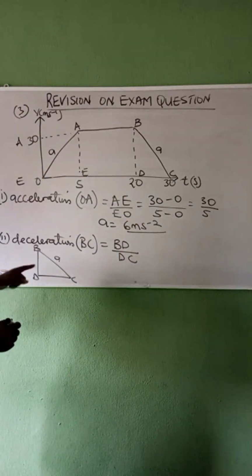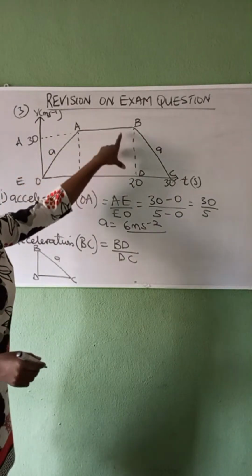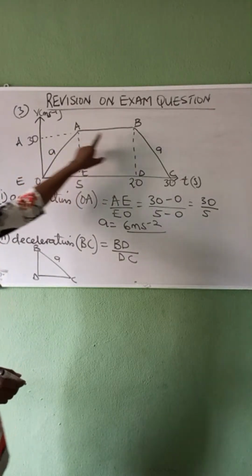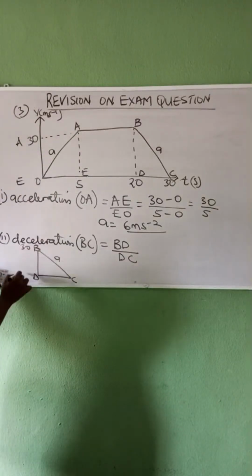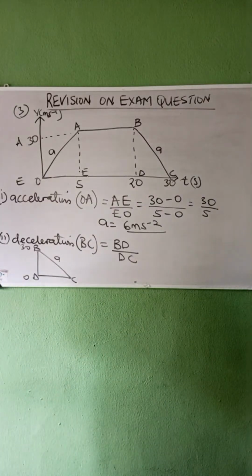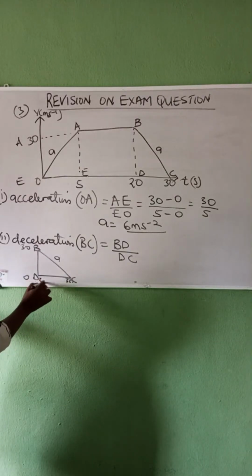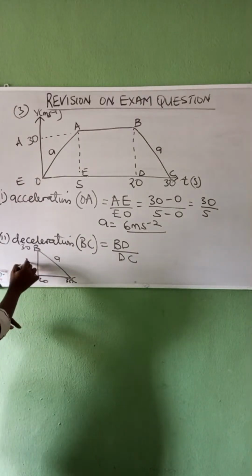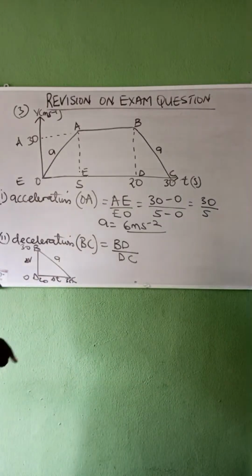Okay? Now, the same thing is applicable here. BD is vertical, and vertical means velocity. We come outside here to pick the value. This is 30 and this is 0 on the vertical, right? Then for the horizontal, this is 30 and this is 20. This is velocity, while this is change in time. Is that clear?